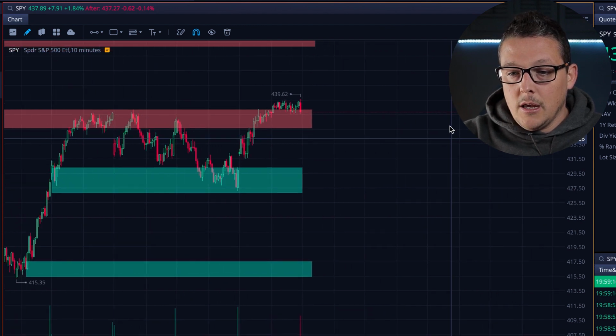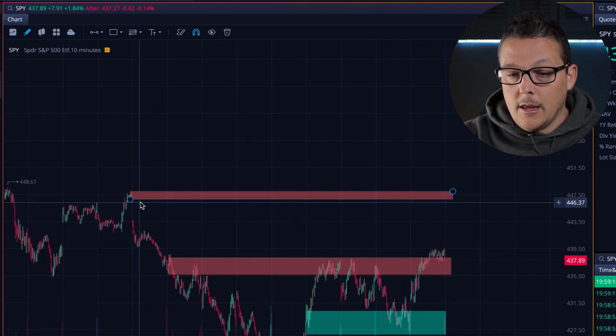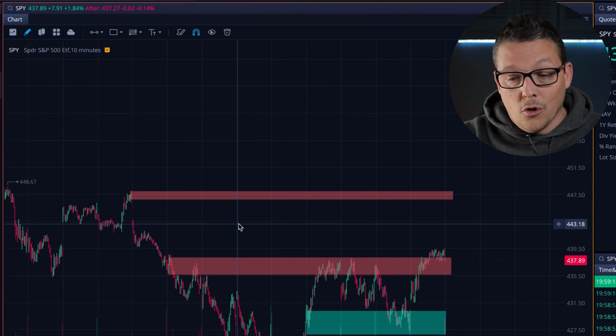But what I'd like to see is maybe a little bit of breakout. And then when I get some breakout, we'll be looking up to this supply that I've drawn way back here from 216, guys. That's essentially all I do.